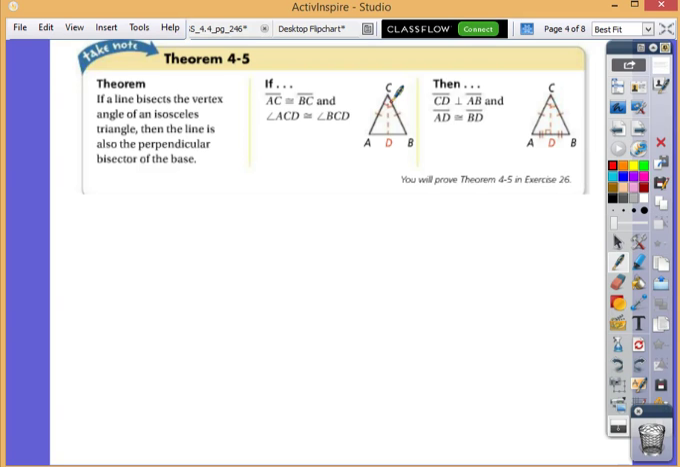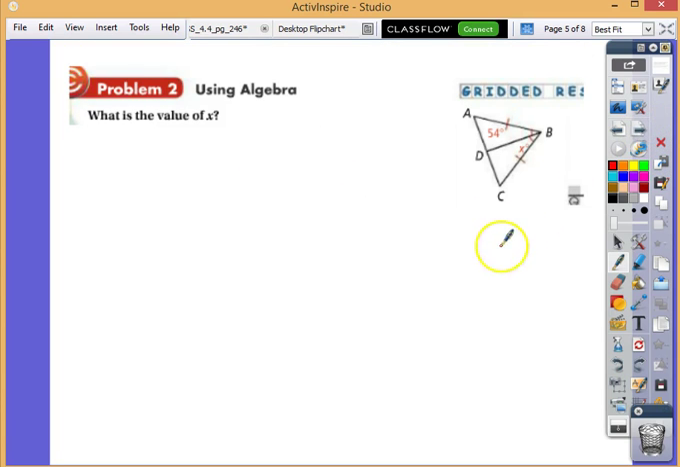So what does it mean to be a perpendicular bisector? It does two things. It creates right angles, and what does bisector do? Cuts stuff in half. So if I know that I have an isosceles triangle and I know I have a line that's an angle bisector of the vertex angle, then I know it's going to cut the base in half and it's going to be perpendicular to the base. It's the perpendicular bisector of the base. There's no way around it. That's a note card.